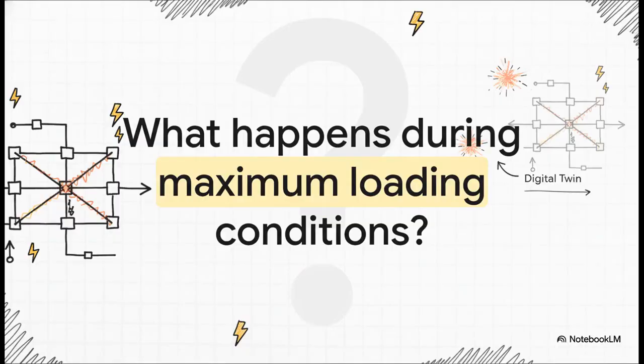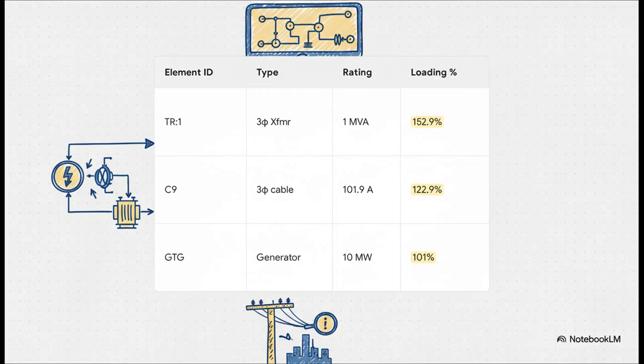So you ask a classic question. What happens on the hottest day of the year when every single AC unit in the building is cranked to max and the factory floor is running at full tilt? Can the system actually handle it? And boom, the simulation gives you the answer.